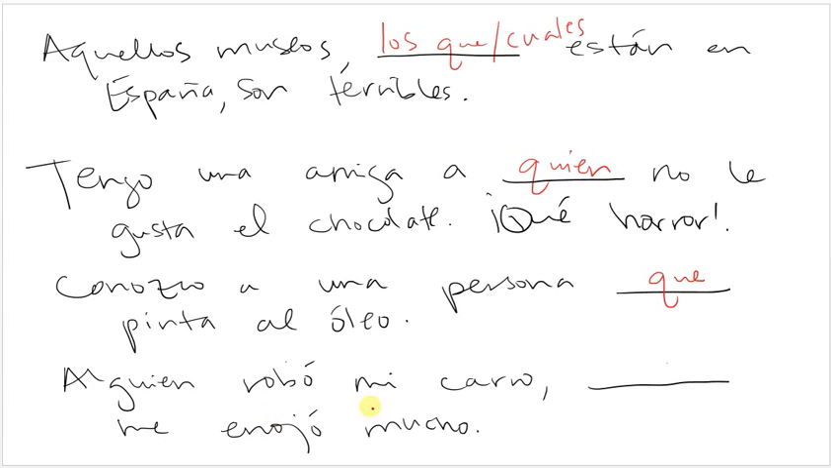And then, alguien robó mi carro, something me enojó mucho. So somebody robbed my car, which makes me very angry. So this is not describing a specific thing, so it does not have a gender. It's describing the situation of somebody stealing my car. So it's going to be lo que or lo cual. They're interchangeable. Either of them is fine. So if somebody stole my car, which makes me very angry, because I'm describing the situation, it's going to be the neuter pronoun. Hopefully this makes sense.